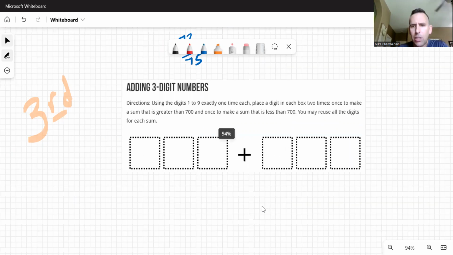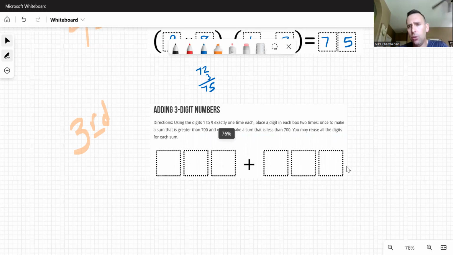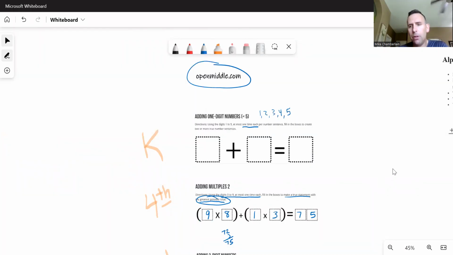Here's a 3rd grade task where you would be adding 2 3-digit numbers using the digits 1 to 9 without repeat, trying to make something larger than 700 and something smaller than 700. And that could be fun for a 3rd grader. So those are all tasks that are pretty cool from that site called OpenMiddle, or openmiddle.com.